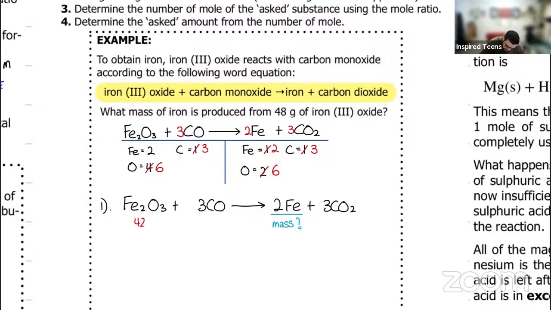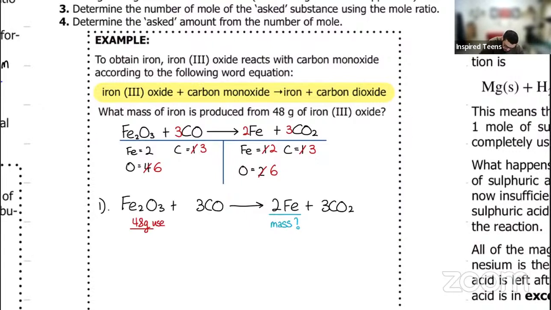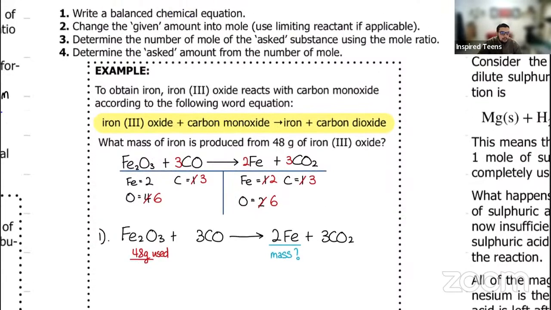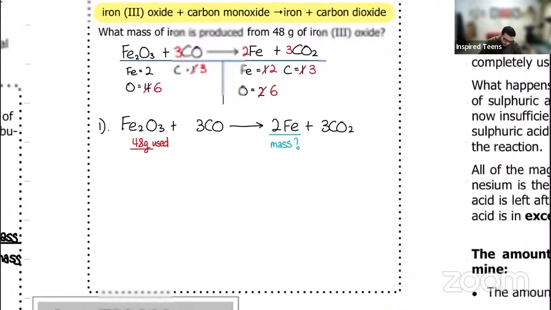So how much iron oxide? We're using 48 grams of iron oxide. That's the first information that we use. And I'm going to show you how to use the molar ratio. So you always want to do step number 2: change the given amount into moles, whether you're given concentration or mass. If you can change it into moles, change it into moles.